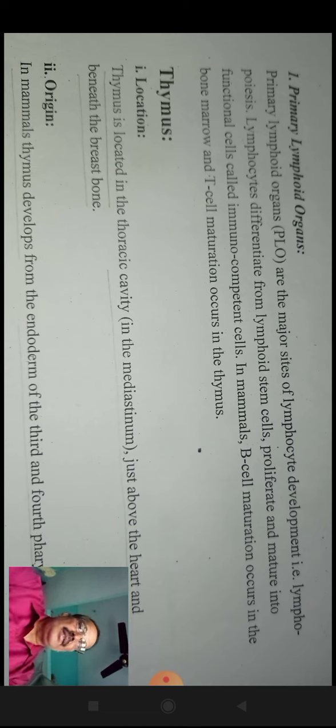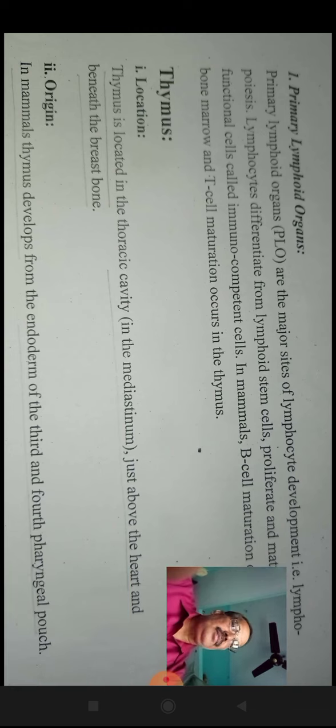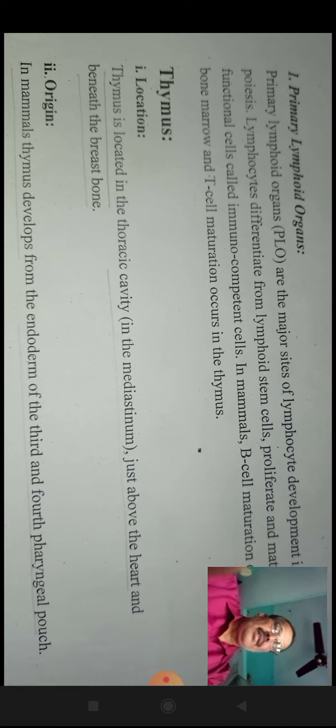I will take the thymus. The location of the thymus: it is located in the thoracic cavity, in the mediastinum, just above the heart and beneath the breastbone. Next, to know the origin of the thymus: in mammals, the thymus develops from the endoderm of the third and fourth pharyngeal pouch.